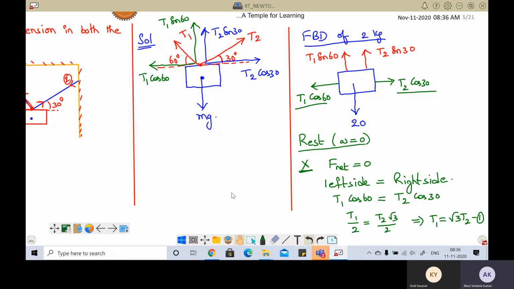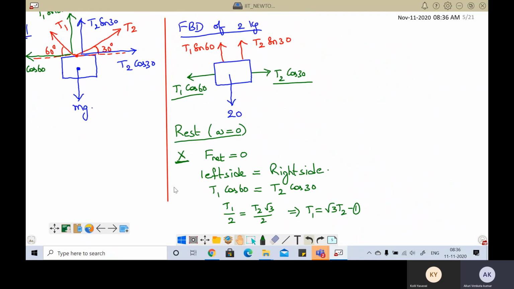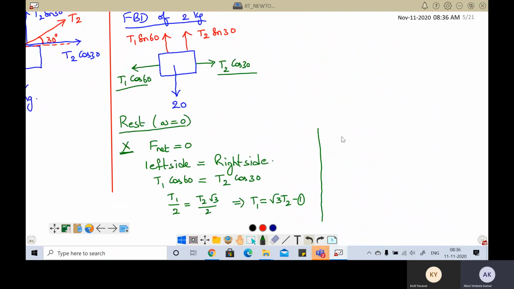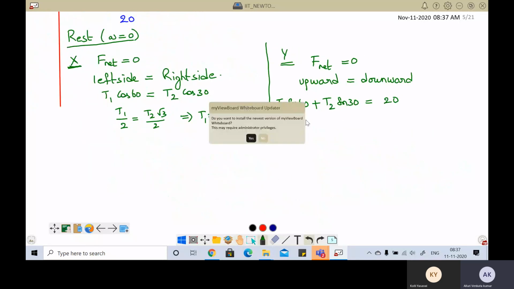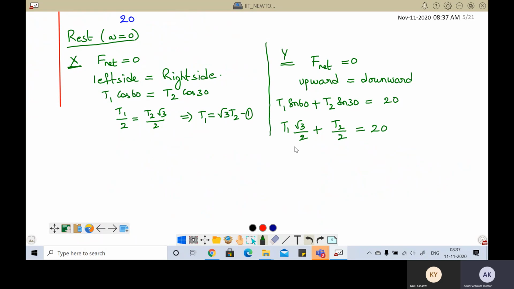Now tell me the y direction. In the y direction also F net is 0, so upward force must be equal to downward force. The upward forces: T1 sin 60 plus T2 sin 30 must be equal to the downward force, 20. So T1 root 3 by 2 plus T2 times half equals 20. This is equation 2.